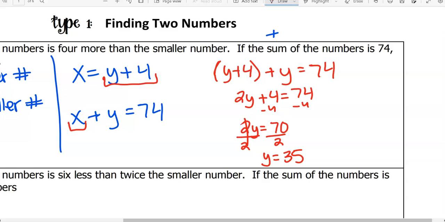Is that my large number or my small number? That's my small number, right? So the small number is 35. So what's my large number going to be? 4 more than that, which is 39. Good.